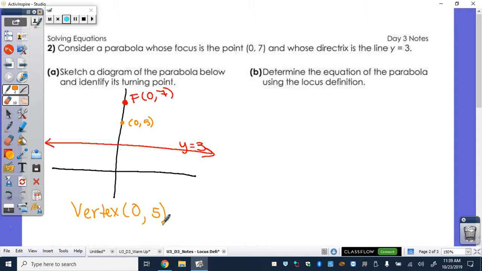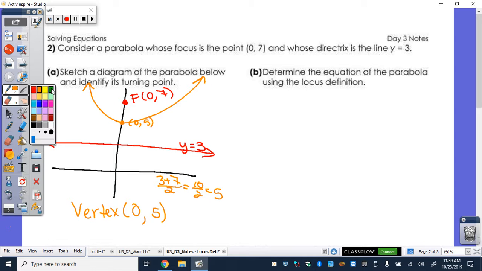Now, if you can't see that, all you have to do is take the average. 3 plus 7 divided by 2 gives me 10 divided by 2, so the vertex is going to be at 5. You can always take the average of those two y values to get you where your vertex is going to be. So what's going to end up happening is the parabola would then be drawn going up that way.